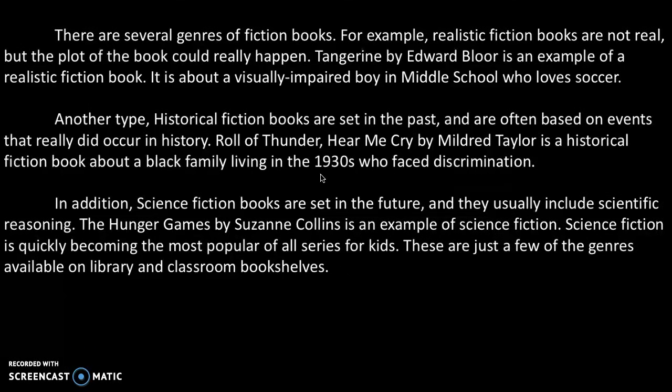In addition, science fiction books are set in the future, and they usually include a scientific reasoning. The Hunger Games by Suzanne Collins is an example of science fiction. Science fiction is quickly becoming the most popular series of all for kids. These are just a few of the genres available on library and classroom bookshelves.